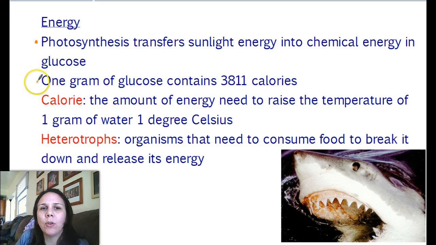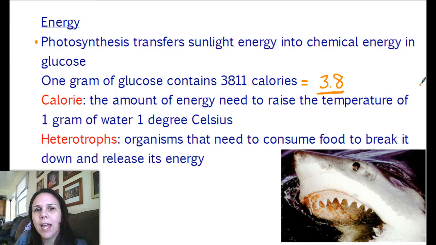If I take 1 gram of glucose, not a whole lot, that's 3,811 calories. That looks like a lot, but when we look at calories on labels, we're looking at kilocalories, which is 1,000 times bigger. So 1 gram, in terms of what we recognize, is 3.8 kilocalories. We talked about how for carbohydrates, one gram gives you 4 calories. You can see where that number came from: 3.8 is close to 4.